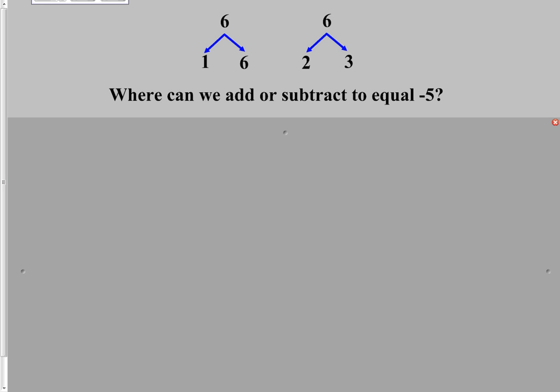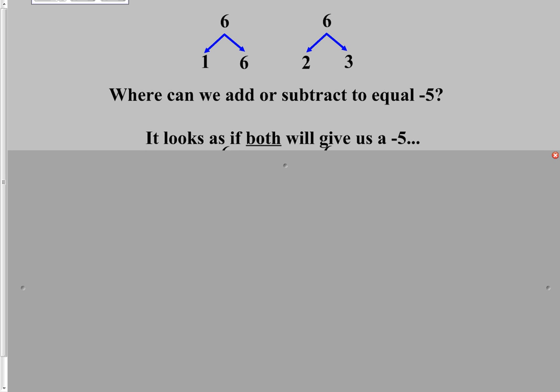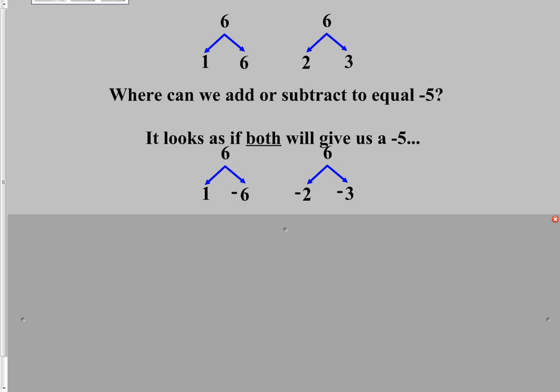Well, there's a couple of different ways to go about this one. Because if you take a look at it, at first glance it appears that both of them can possibly give you a negative 5. For example, we could go with 1 and negative 6. 1 minus 6, positive 1 and a negative 6, that is negative 5. But also on the right, negative 2 and negative 3, that is also a negative 5. However, both of these are not going to be correct answers.